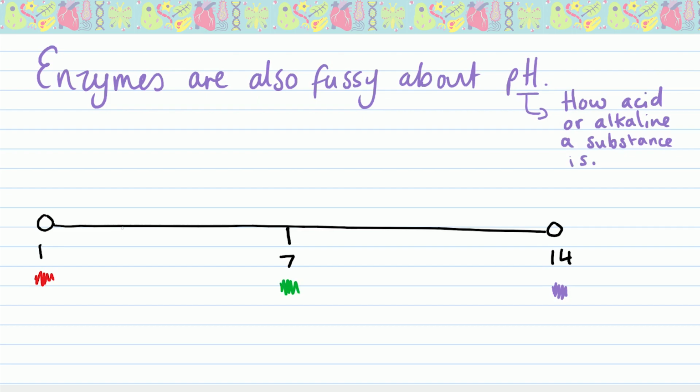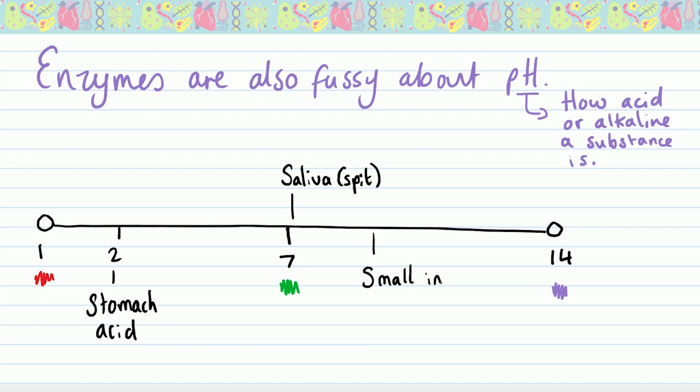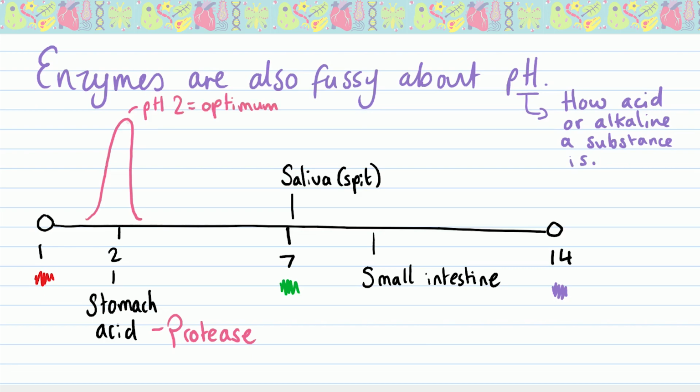So we looked at some conditions in our digestive system in a previous lesson. In the stomach you've got acid, so that's going to be a low pH, around 2. Your saliva, your spit, is around pH 7, neutral, and the conditions in your small intestine are alkaline. And each of these areas will have a different enzyme that works there. So protease will have its optimum pH around 2 due to the acidic conditions. The amylase in your saliva will have an optimum of around 7, and in your small intestine, your carbohydrase will have a pH that is the same as the conditions of the small intestine.